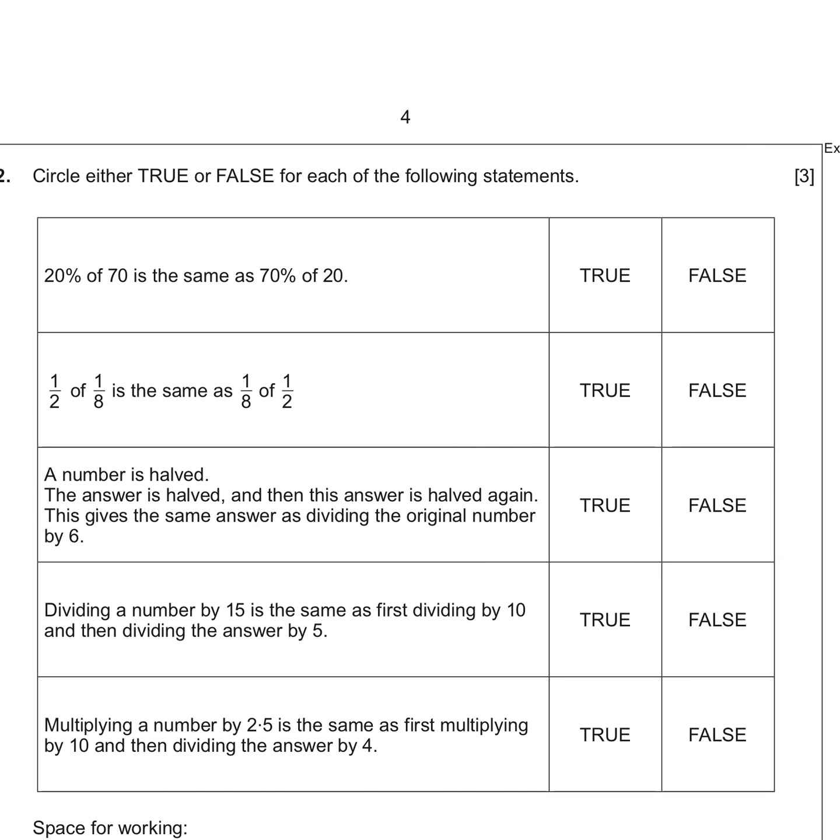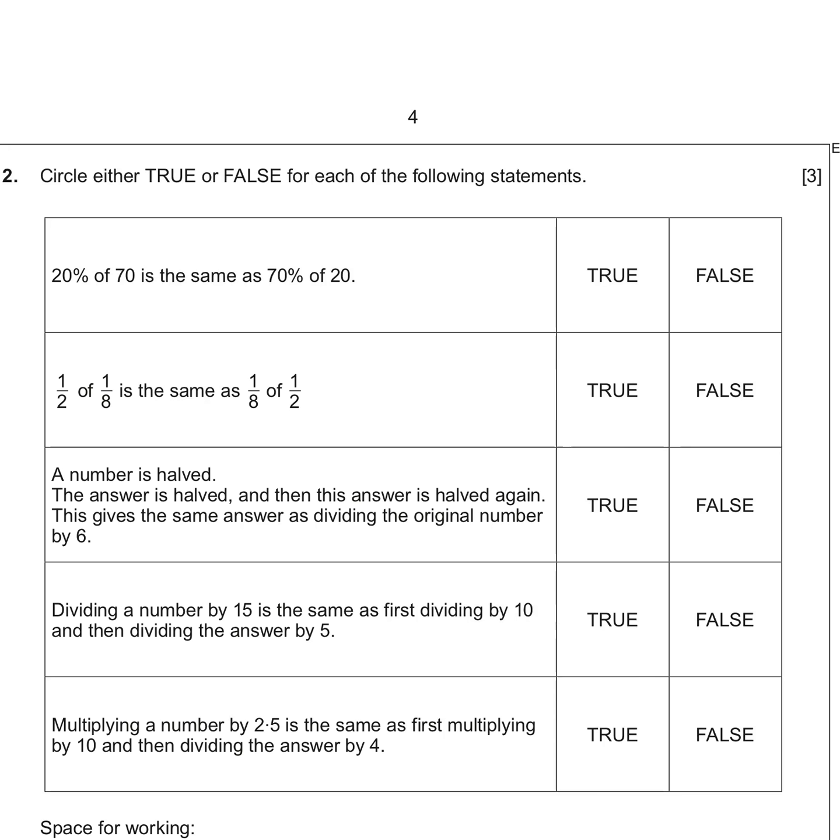In question 2, I've got to circle either true or false for each of these statements. I can work out 20% of 70, and 10% is going to be 7, so that would be 14. 70% of 20, 10% for this one would be 2, so 70% of this one would be 14, so I know that that's true.